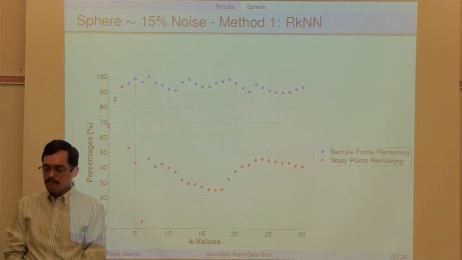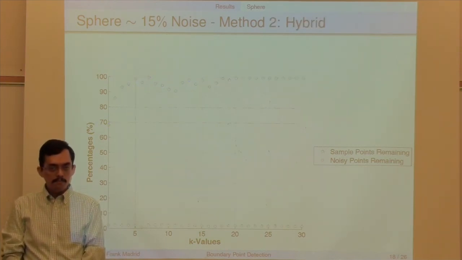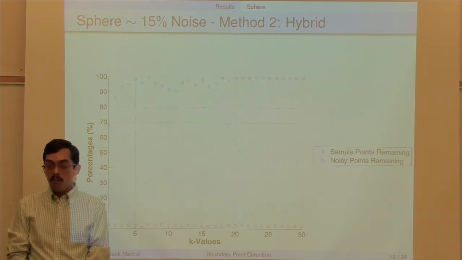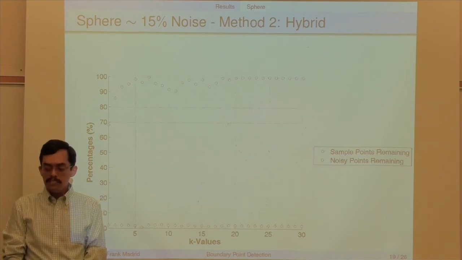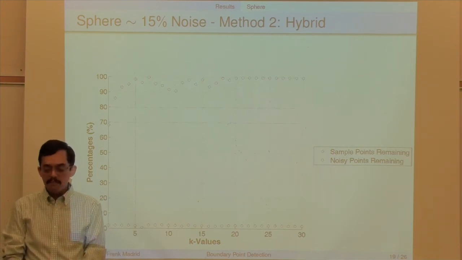of noise we maintain. The effects of our second method can be seen here, where the robust Cocone algorithm successfully removed almost all of the noise from the sphere while maintaining almost all of the sample points, clearly showing the superiority of the robust Cocone algorithm on the sphere data.